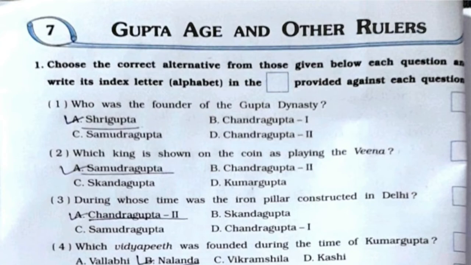Now we'll start with the MCQs. First one, who was the founder of the Gupta dynasty? It's option number A, Sri Gupta. Second one, which king is shown on the coin as playing the veena? It's option number A, Samudragupta.